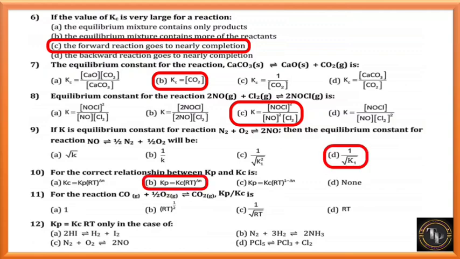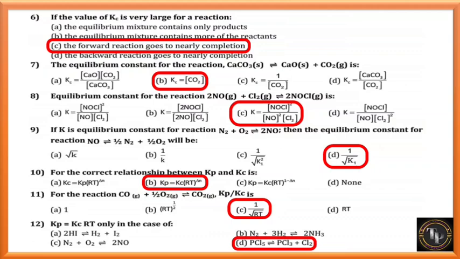This is very important, guys. Relation between Kp and Kc: Kp is equal to Kc into RT raised to delta N. Already I have explained it. Kp means equilibrium constant in terms of partial pressure. Kc means equilibrium constant in terms of concentration. R means gas constant, T means temperature. Delta N means number of gaseous products minus number of gaseous reactants. So if you want to take a screenshot, you can take it, guys.